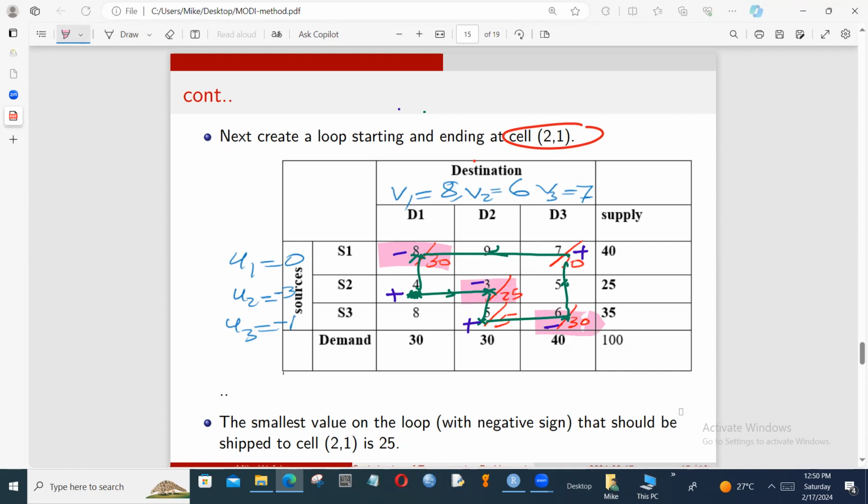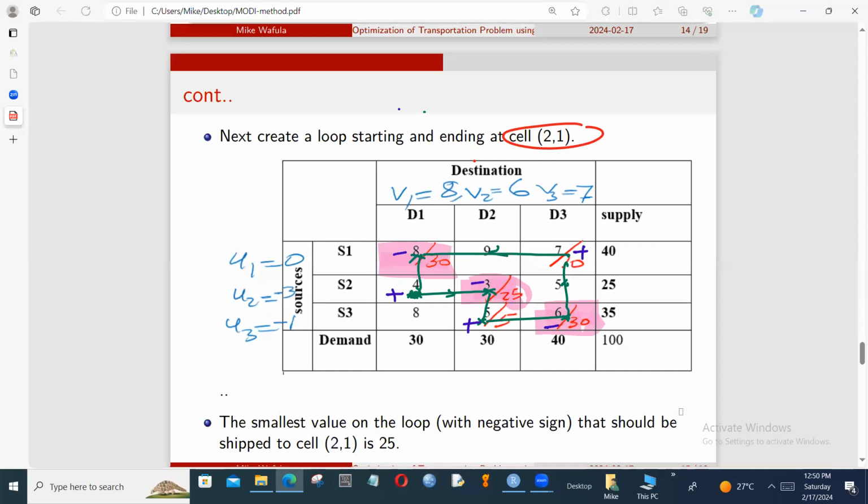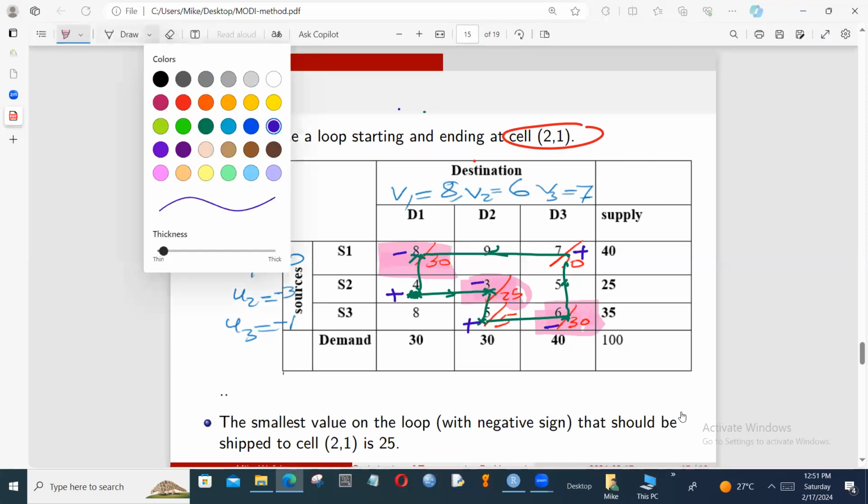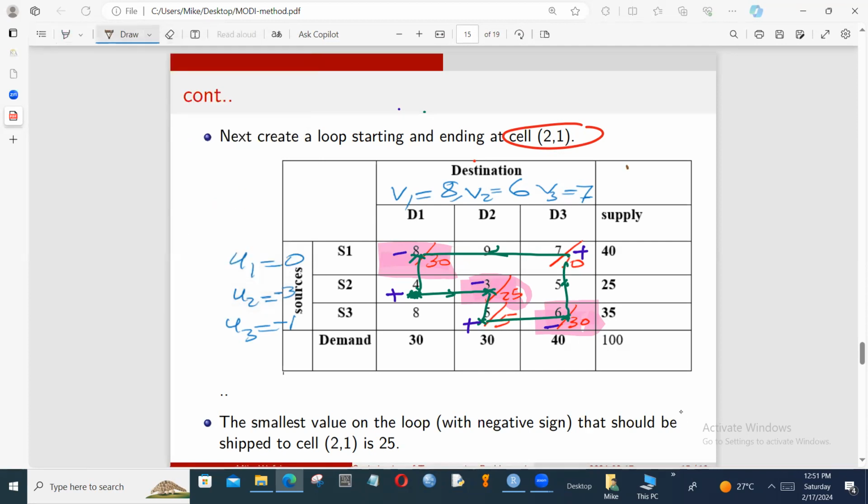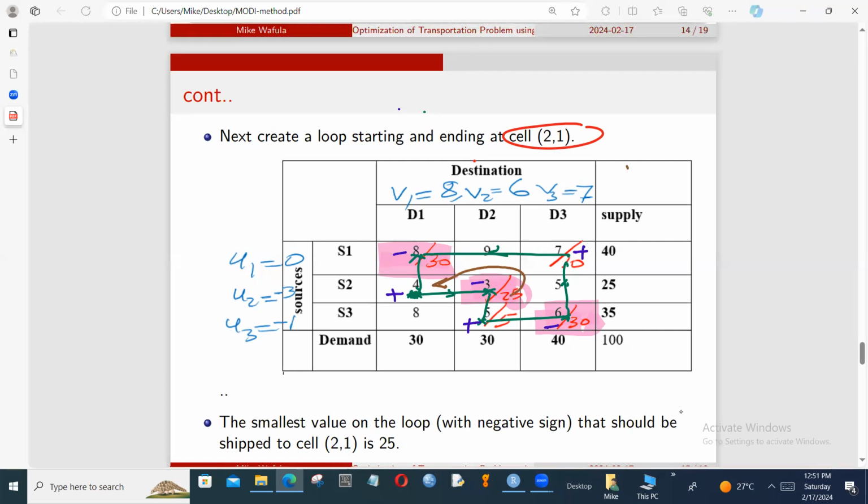When you look at those cells, this first one has 30 units allocated to it. This second one has 25 units allocated to it. This third one has 30 units allocated to it. So you compare 30 and 25, those figures. The lowest figure is 25. Because the lowest figure is 25, those are the units we are going to ship into this cell.